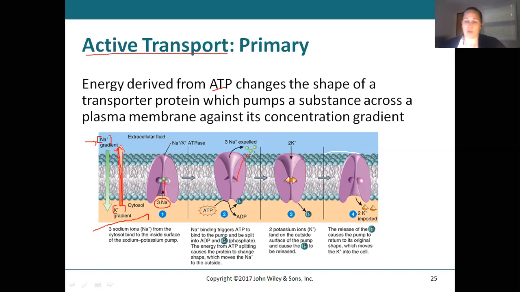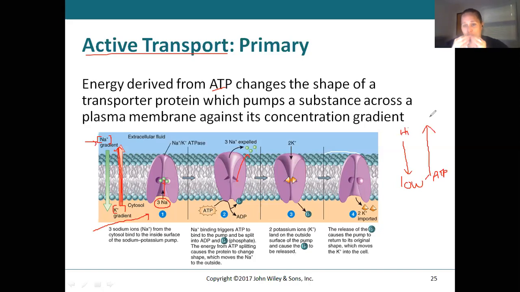So you'll recognize here that it requires energy to pump things against their concentration gradient. If it's got a high concentration outside the cell and a low concentration inside the cell, for this movement to go out, it's going to require energy. In this case, we're using ATP to go from a low concentration to a high concentration. So to move it against its concentration gradient, you're going to require energy.